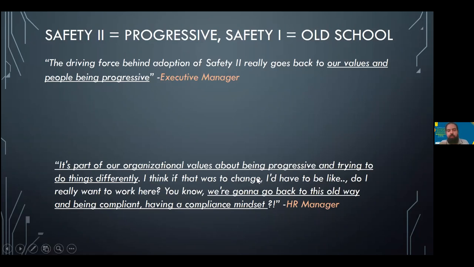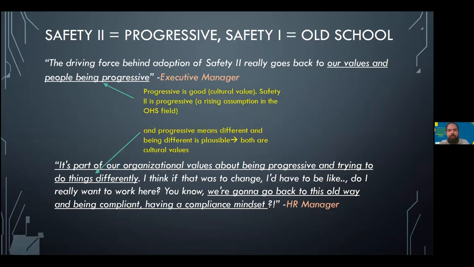"I think if that was to change, I would have to be like, do I really want to work here? We are going to go back to this old way of compliance, having a compliance mindset." You see how negatively she is speaking about compliance and Safety 1. So yeah, progressive is good. Cultural value: Safety 2 is progressive.